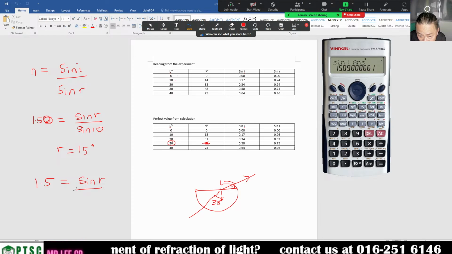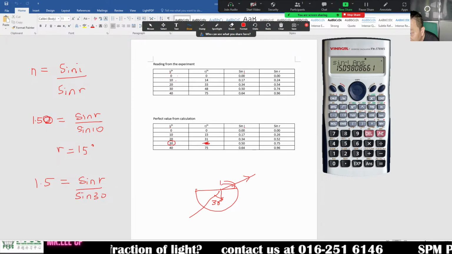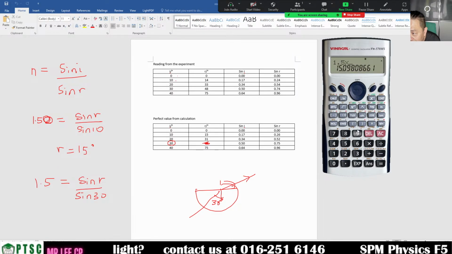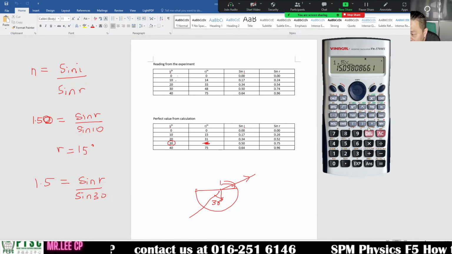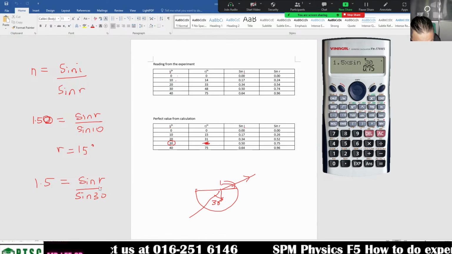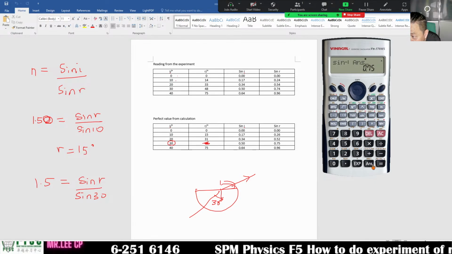Sin i over sin 30. So what you have is 1.5 times sin 30 equals sin r. And then I want to find r, so I shift sin answer.